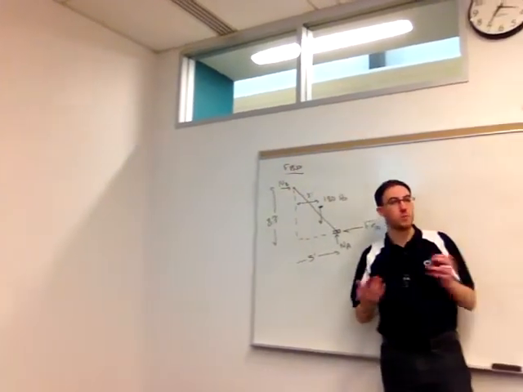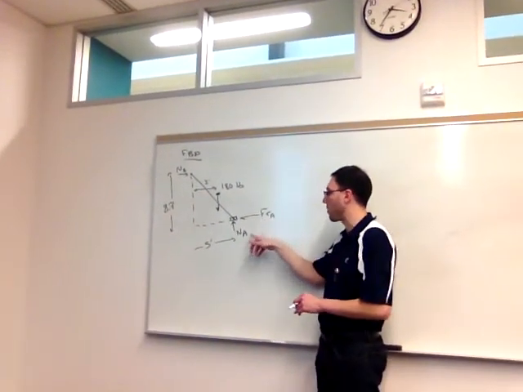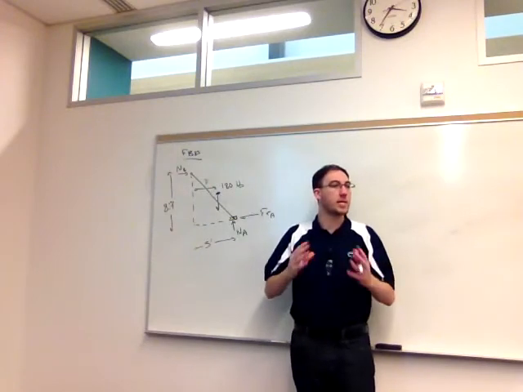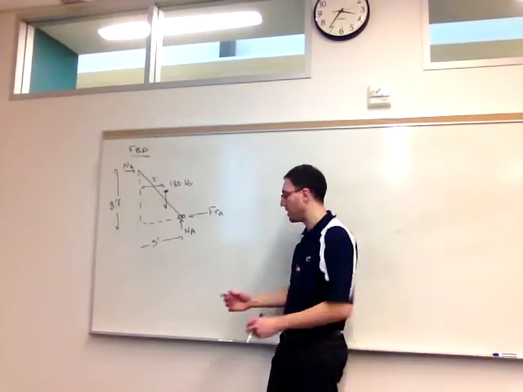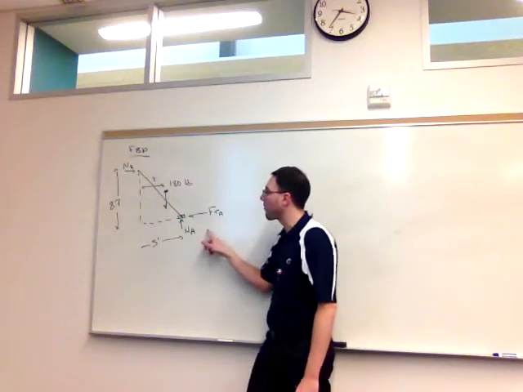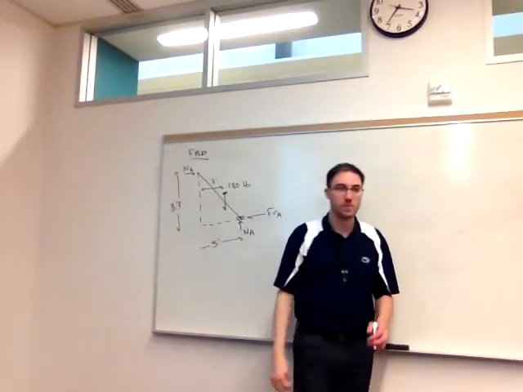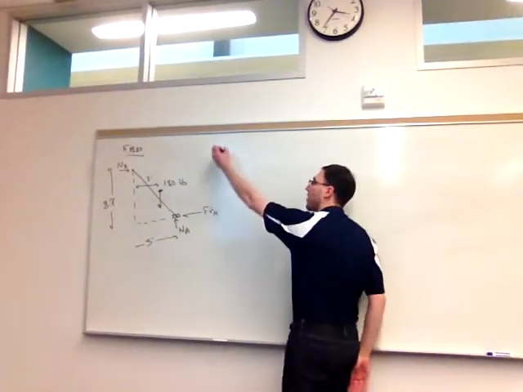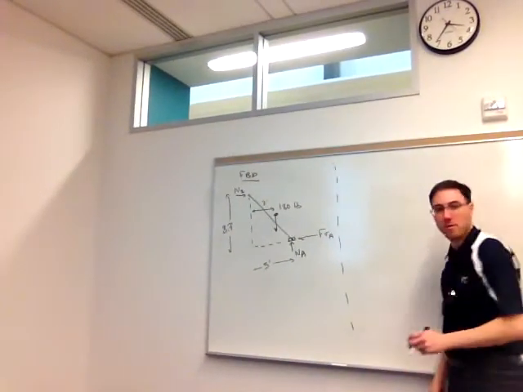You can have a normal force without friction, but you can't have a frictional force without a normal force, at least if we have Coulomb friction. So here we have a normal and a friction. Here we have just a normal force. This was our complete free body diagram for the ladder.